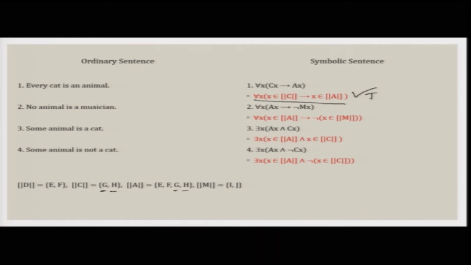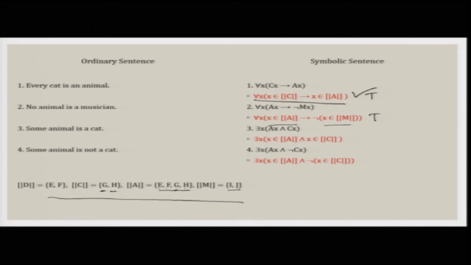Let us check the second one, which is for all x, if x belongs to the set A, that is the set of animals, then it does not belong to the set of musicians. Let us see. What are the things that belong to the set of animals? There are 4 things: E, F, G, and H. Can we find any of these in the set of musicians? We don't. E is not there, F is not there, G is not there, H is not there. Therefore, this also is true. We can verify almost visually. That is what we are trying to do: combine the language with the model we have in hand.